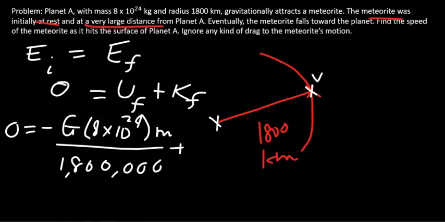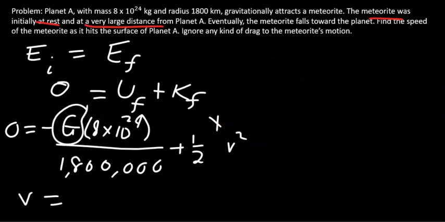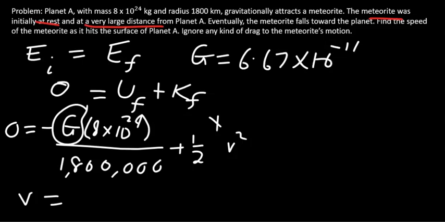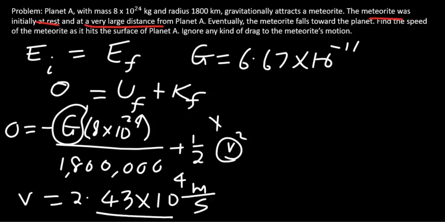Now the kinetic energy of that meteorite is half times its mass and the square of the speed that we want to determine. So equating this right-hand side to 0, you see that the mass of the meteorite cancels, so we don't need to know that. And using the value of G, which we know to be 6.67 times 10 to the power minus 11, we can solve for the value of v, which turns out to be 2.43 times 10 to the power 4 meters per second. And that solves the problem.